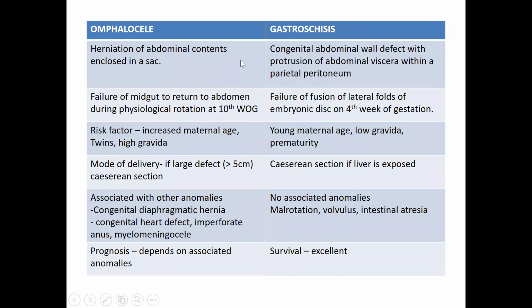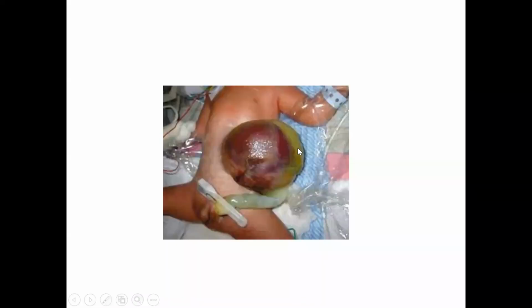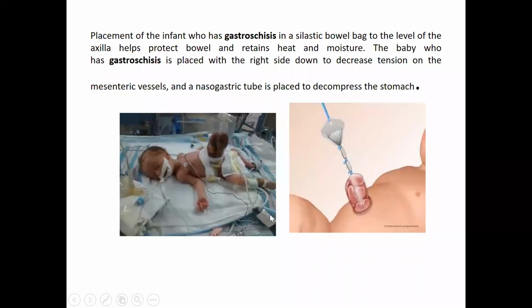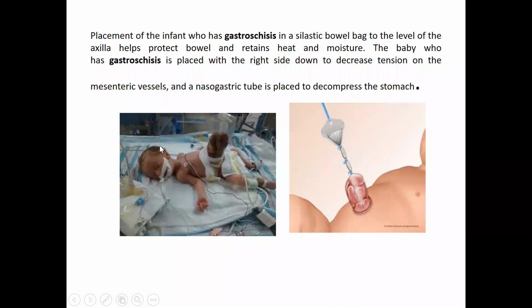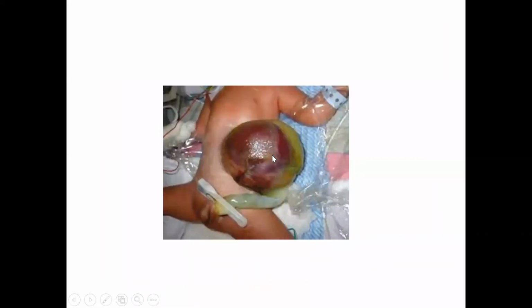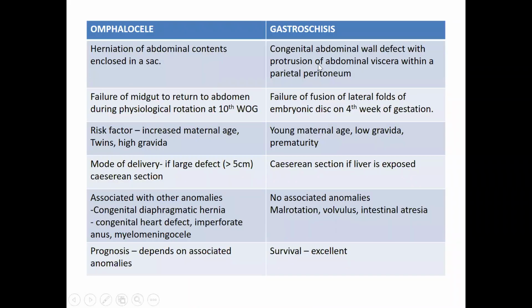Okay, so what are the differences between omphalocele and gastroschisis? Omphalocele means herniation of the abdominal content in an enclosed sac. Here the sac is intact. Whereas in our gastroschisis, all the intestinal content is there and there is no sac. Here you can see a sac is present, but in gastroschisis there is no sac; all the abdominal viscera have come outside.